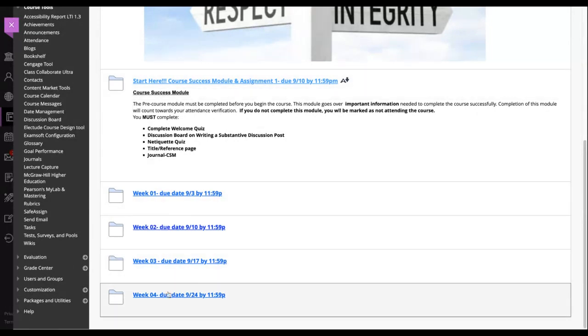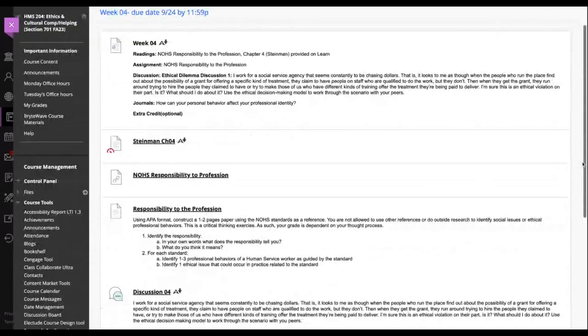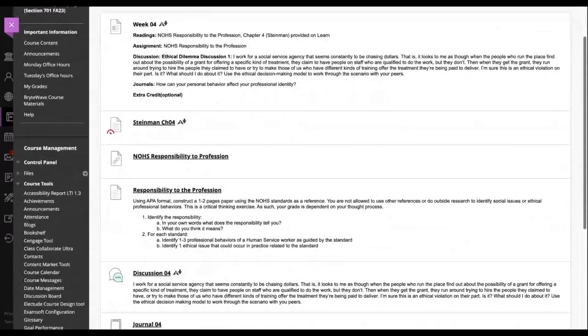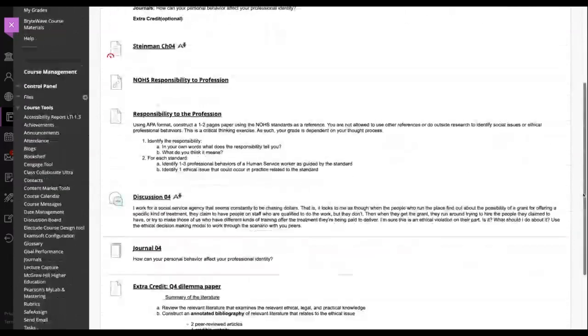So this week, we're going to click on the week 4 folder. When we get into that folder, you're going to see, as you do every week, I try to have them set up as similar as possible. So you see what you have for reading. There is a Steinman chapter that is presented there for you, also a link to the NOHS responsibility to profession.